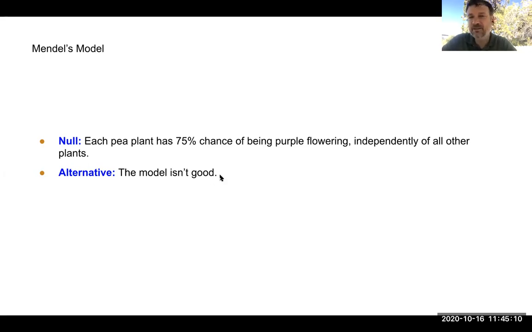Okay, so this alternative doesn't specify whether, if it's not 75%, we're expecting it to be larger or smaller. We're just saying it wasn't 75%. The test statistic we used there was the percent in the sample that were purple minus 75, and then we took the absolute value of that. So why do we take the absolute value?